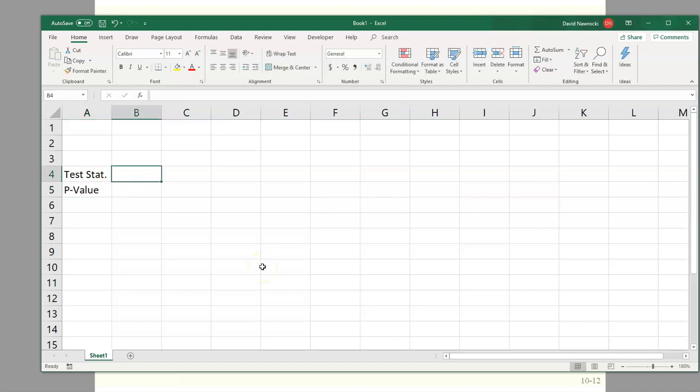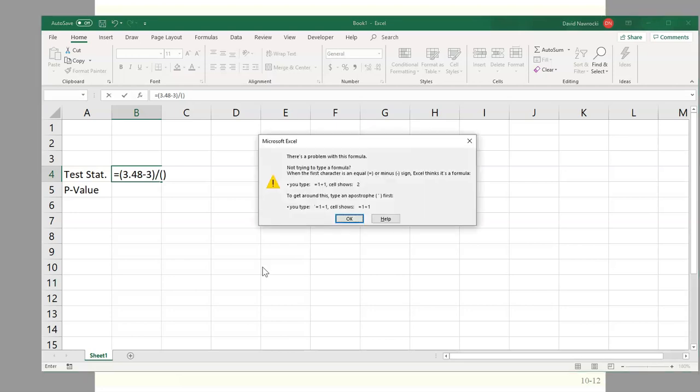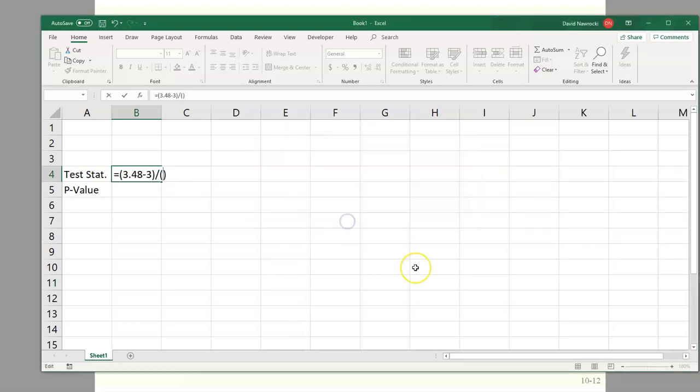Okay, so our test statistic is going to equal x bar, which is 3.48, minus mu naught, which is 3. Now we have to take that and divide by, and be careful, we need parentheses around our denominator, sigma, which is 1.1, divided by the square root of 24. And there is our formula for the test statistic. Just take note of that.